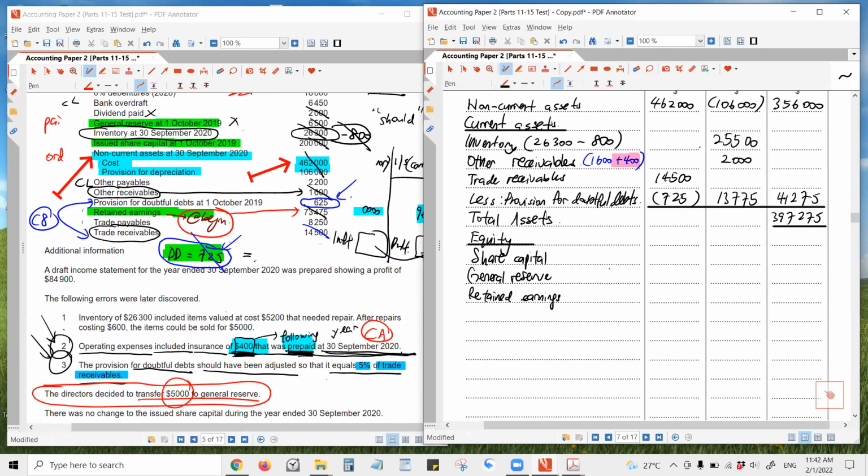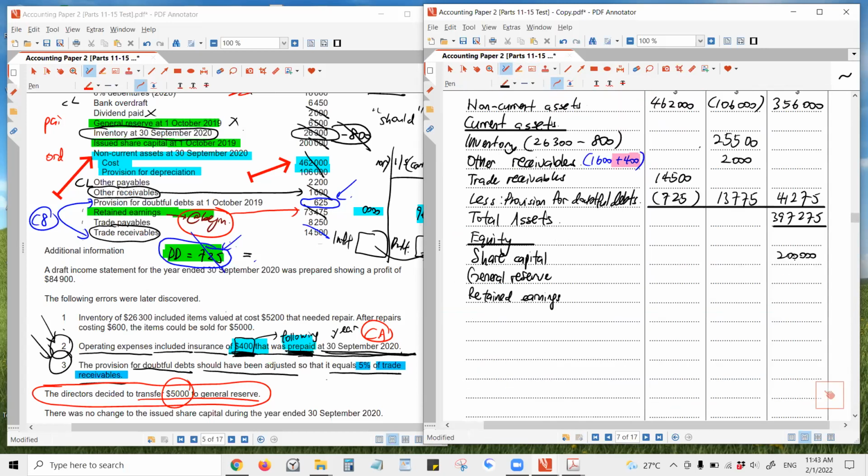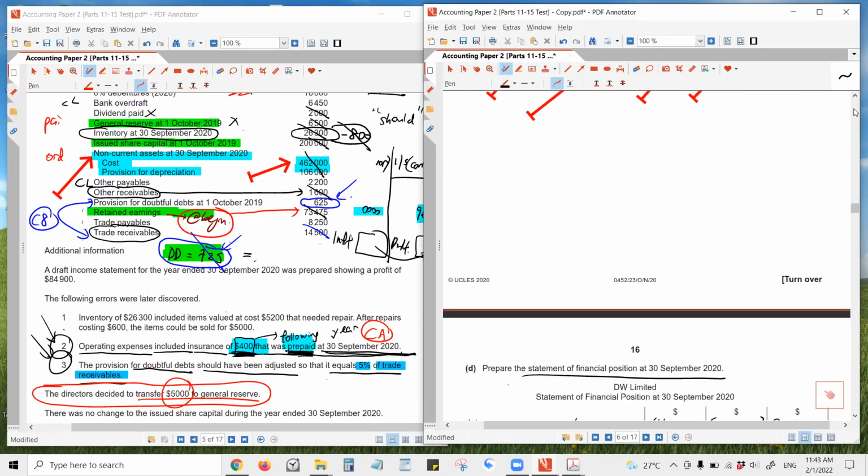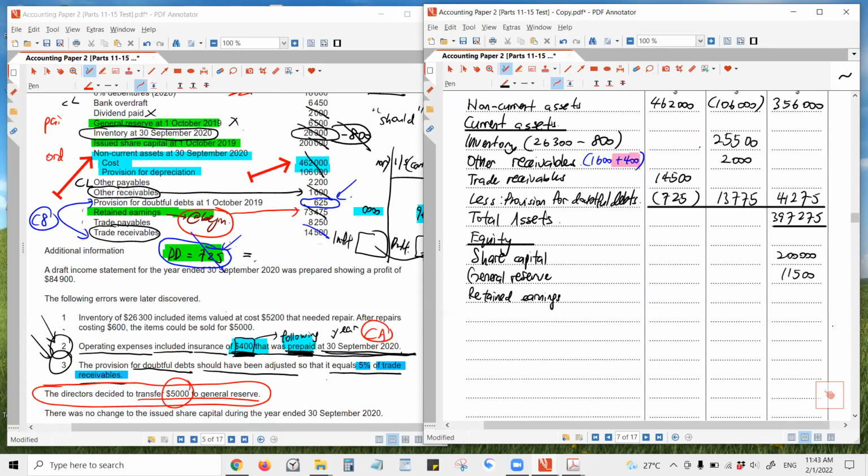Okay, then bring down the numbers. 200,000, 11,500, 15,085, 150,875. Okay, then total up the equity.